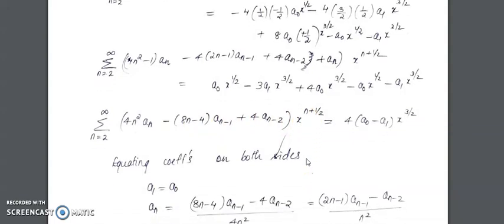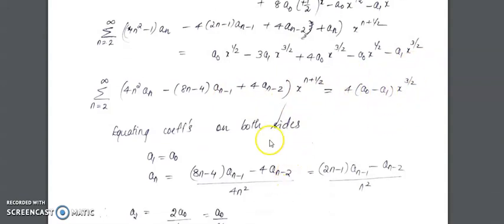Now let us equate the coefficients on both sides. Here it starts from 2, so 5 by 2 will come. So equating the coefficient of x raised to 3 by 2, that will be 0. So that will give a naught equal to a1. And now the coefficient of x raised to n plus 1 by 2 will be 0 for all n values. So equating this to 0, a n will be obtained in terms of a n minus 1 and a n minus 2.